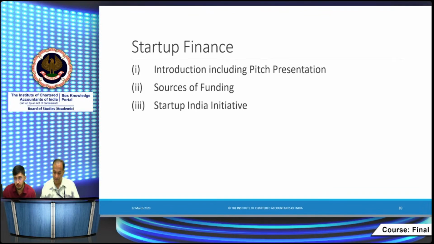Okay, now we are coming to the last topic. The first topic in startup finance is the introduction, including pitch presentation. The second topic is sources of funding. And the last topic is the Startup India Initiative. It is a very small theoretical topic, because startups are nowadays a very hot topic.